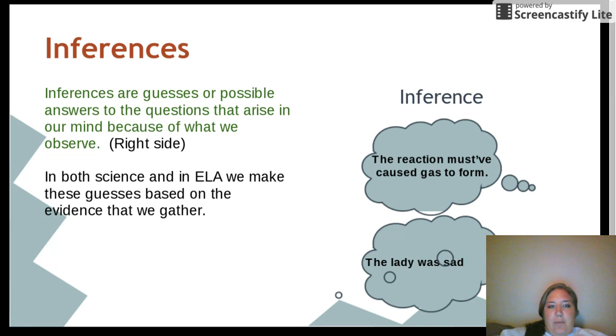Inferences are guesses or possible answers to the questions that arise in our mind because of what we observe. So we see or we observe something using one of our senses, and then we can make a guess or any possible answer to the question that arises from what we see. In both science and in ELA, we make these guesses based on the evidence that we gather.